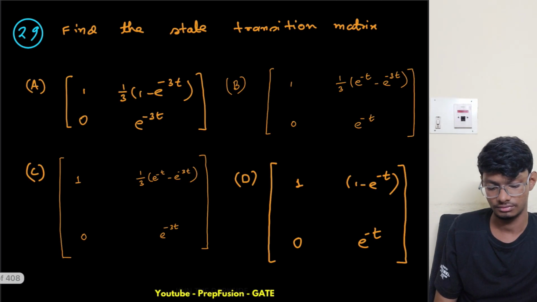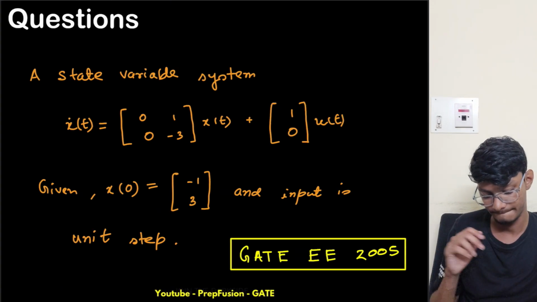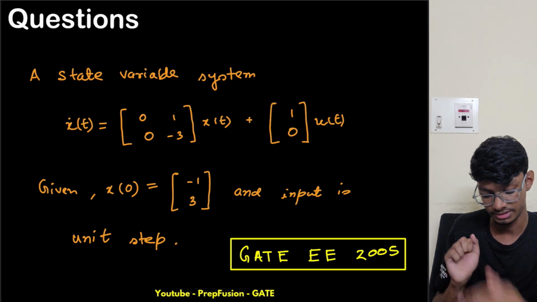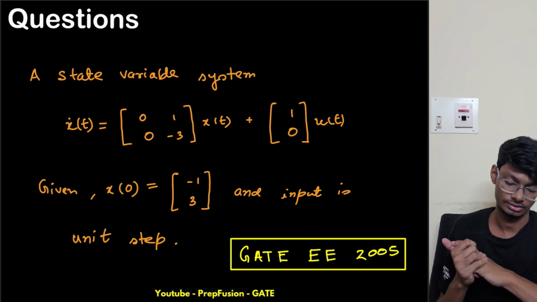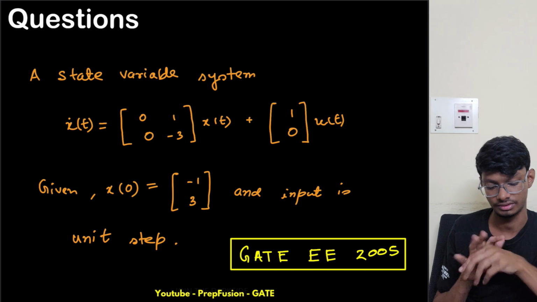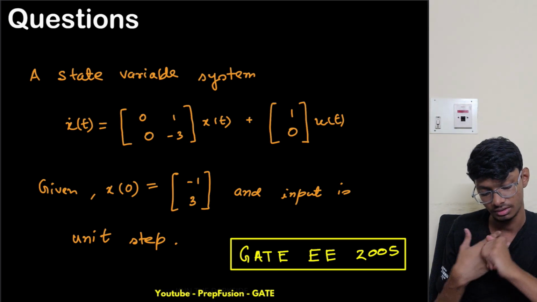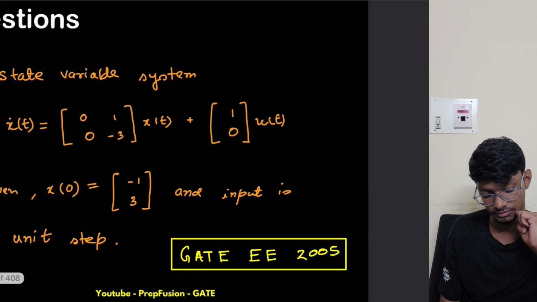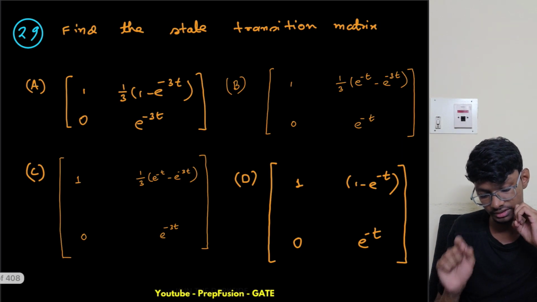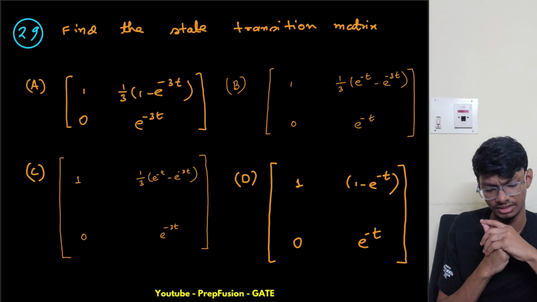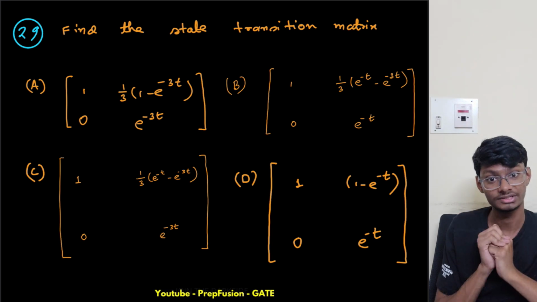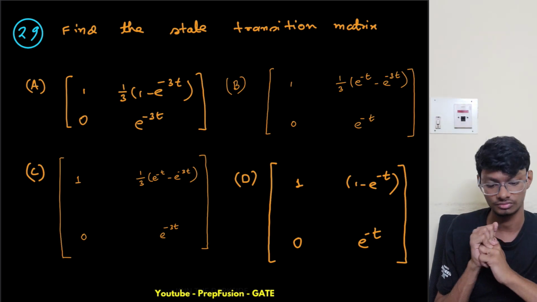This is also another question. The state variable system is given, x dot equals this, with x of 0 equal to this, and the input is a unit step. The question is asking us to find the state transition matrix. This is easy only, right? You can even apply the properties. From there you can directly solve it.